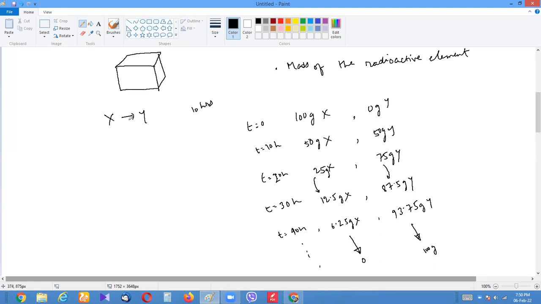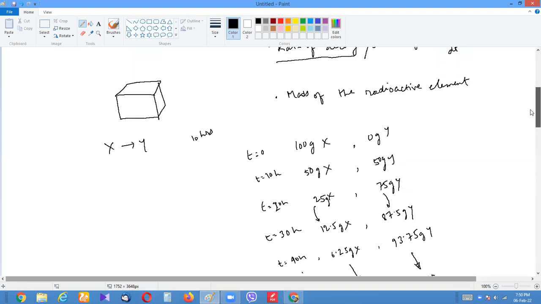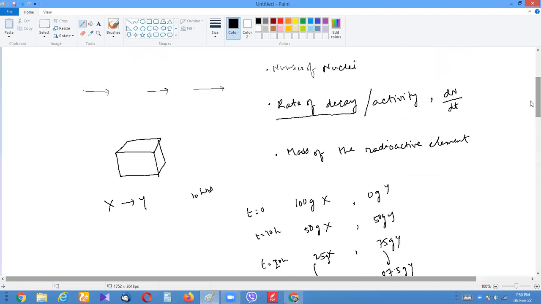What I was showing is that if we have a radioactive specimen, within the half-life duration three properties become half: the number of radioactive nuclei, the rate of decay, which is also called activity, which basically represents the rate of decay, dN over dt, if you want to represent it in differential form, and the mass of the radioactive element. Mass of the radioactive element does not mean the mass of the whole block.